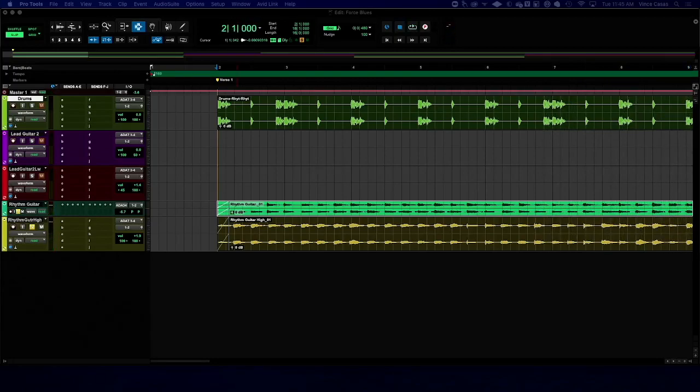Now, if you have your headphones on correctly, meaning on the right side, you should notice that on the right side we have the high guitar. This is what we're hearing up high. And on the left side, we have the low guitar.